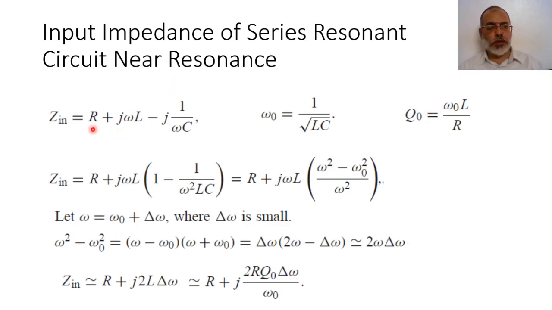So, from the definition of the input impedance, we can take j omega L as a common factor. So, the input impedance could be R plus j omega L multiplied by 1 minus, we have taken j, so j is okay. We have taken omega L, so we are going to divide by omega L. So, it would be 1 over omega squared LC. And already we know that 1 over square root LC is omega naught. So, 1 over LC is omega naught squared. This means that we can say 1 minus omega naught squared over omega squared. By making the denominator common, it is R plus j omega L multiplied by omega squared minus omega naught squared over omega squared. Alright?